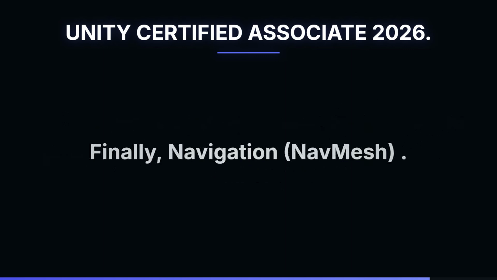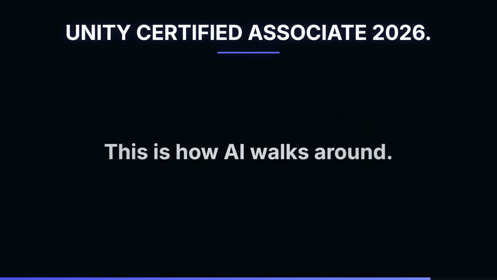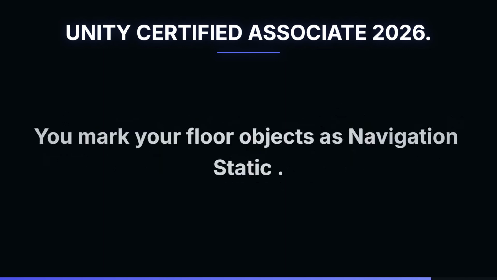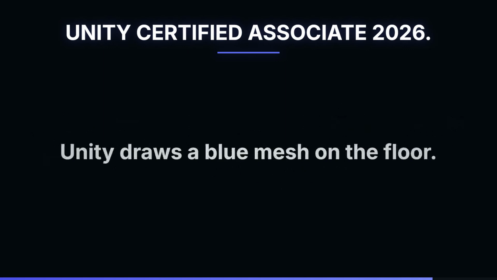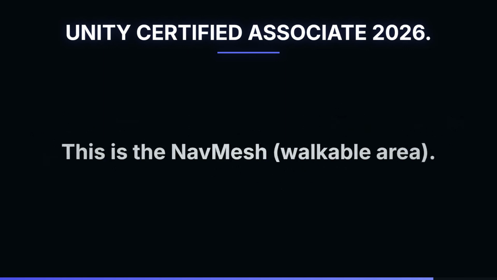Finally, navigation, NavMesh. This is how AI walks around. You mark your floor objects as navigation static. Then you go to the navigation window and click Bake. Unity draws a blue mesh on the floor.